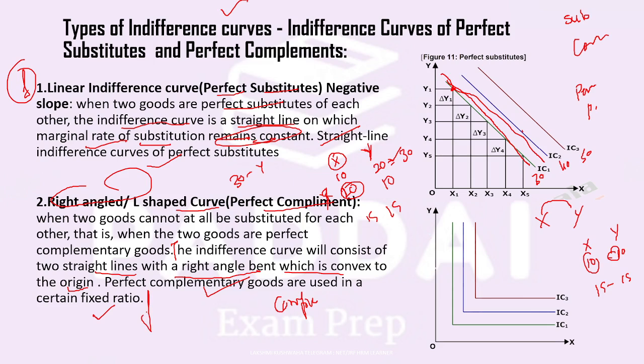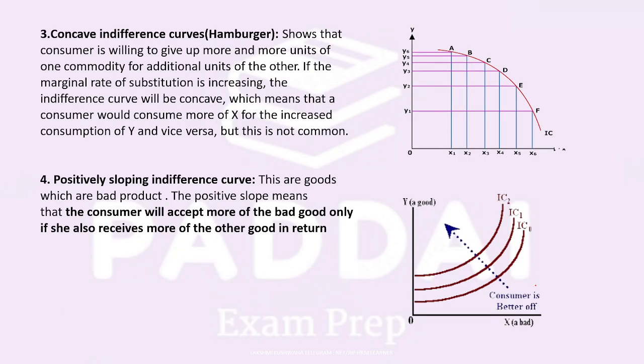If you are preparing food which requires salt, sugar and sour taste, you have to use all these two or three goods, salt and sugar, in the perfect combination. They should perfectly complement each other. Salt cannot be used in higher quantity, or sugar cannot be used in higher quantity. In some dishes they need to complement each other, and for that the curve is L shape or right angle. So for perfect substitutes it's linear, for perfect complements it is L.